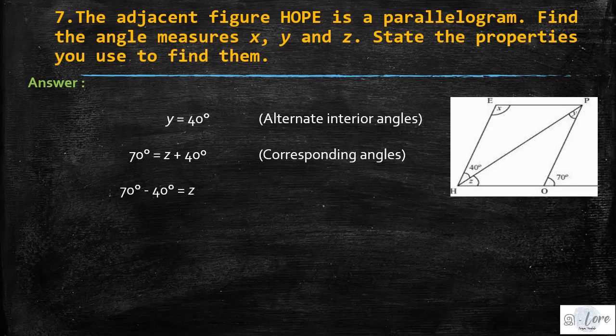Otherwise, we can apply a similar approach in another category. We can use the properties. We can find the value of z in another way, because we know the value of y is equal to 40. Exterior angle is equal to the sum of the opposite interior angles. We can apply the same and we can get the resultant also.